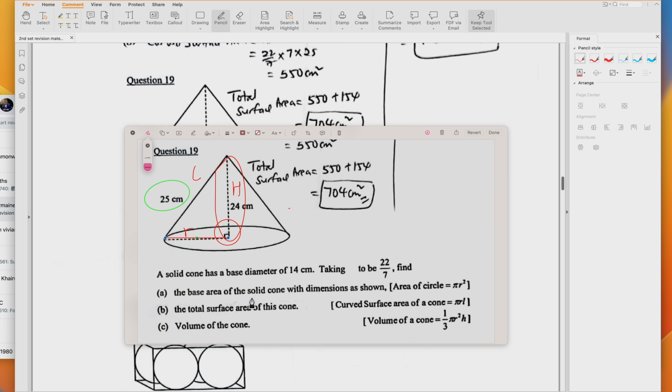I think the top and the bottom is the easiest. Why? Because it's pi r square, right? Pi r square, because it's a circle, right? So you still remember the side area last time? You still remember the side area?